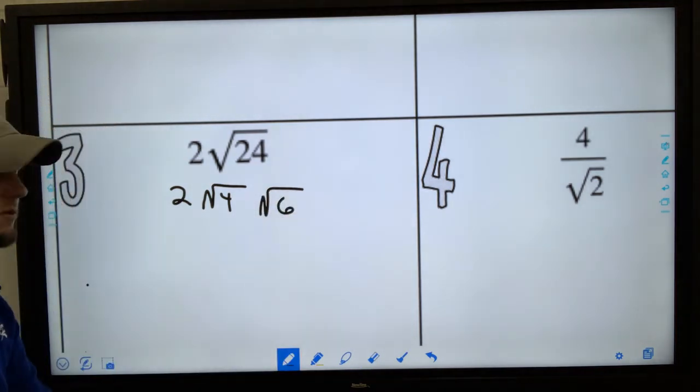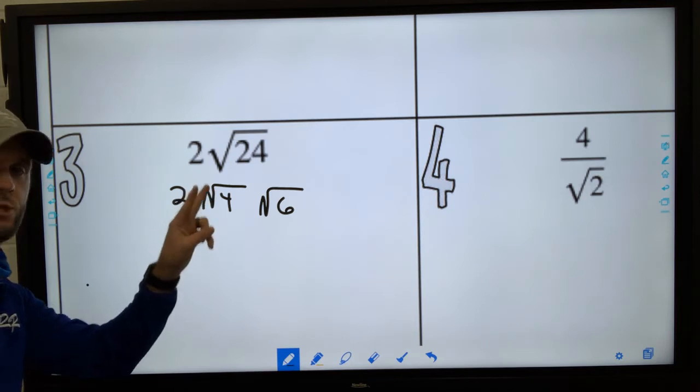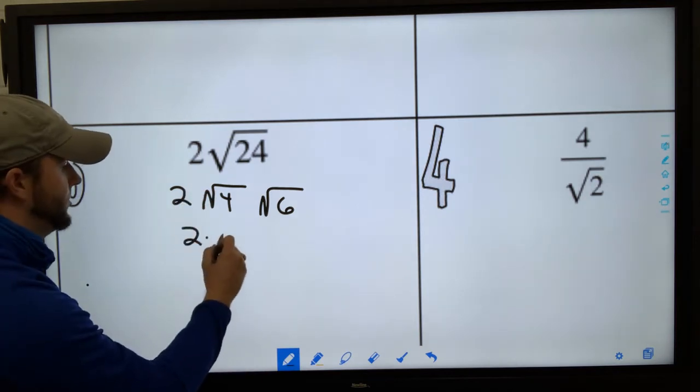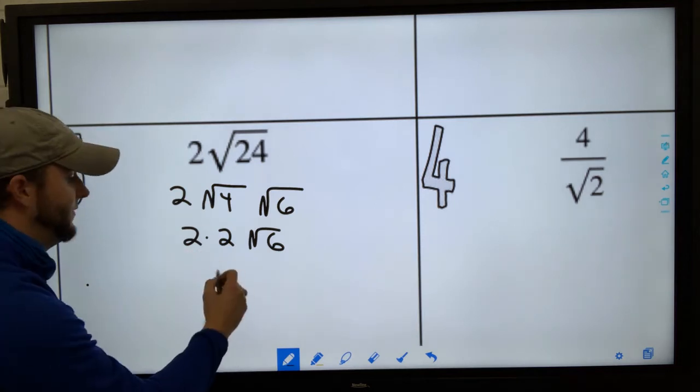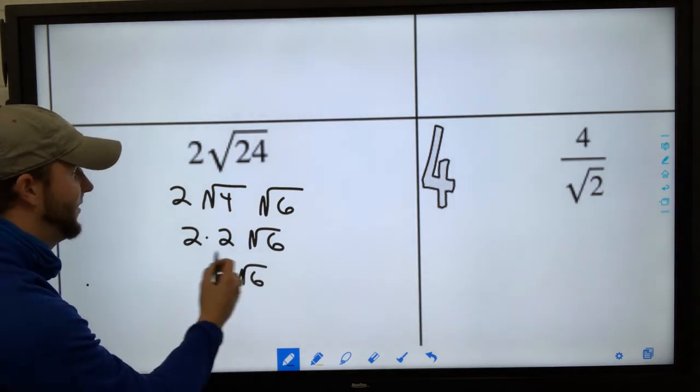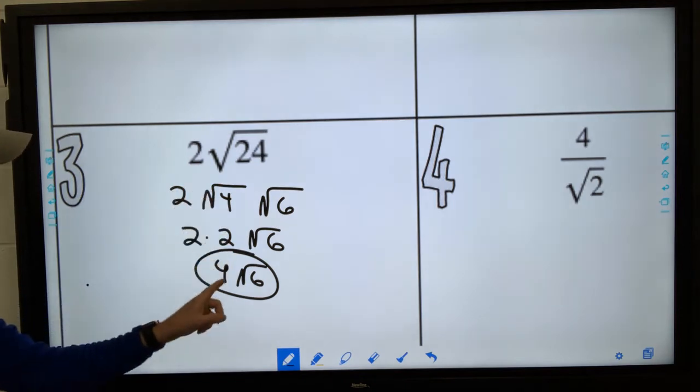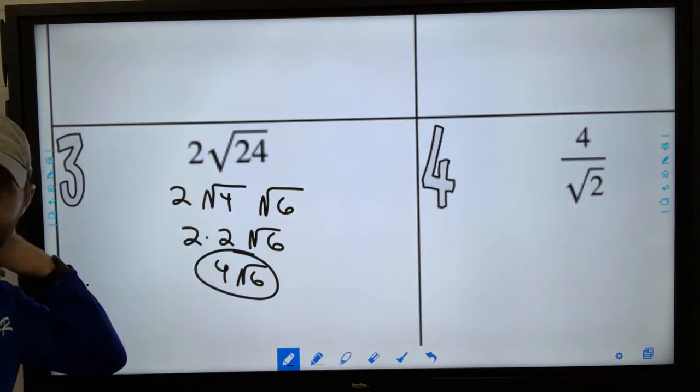So now, the square root of 4 can reduce to 2. So I'm going to turn this into 2 times 2, square root 6. 2 times 2 is going to give you 4. So the simplified version of 2 square root 24 is going to be 4 square root 6.